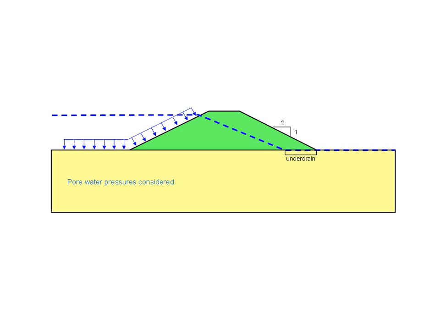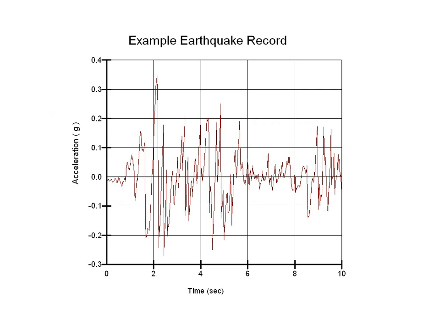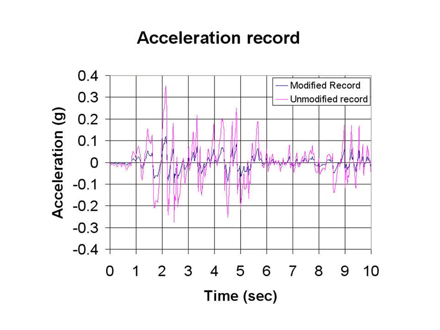The earthquake record, which is included in the example folder of GeoStudio 2007, has a peak acceleration of about 0.35 g. However, the peak acceleration of the earthquake at the site we are modeling is considerably less at 0.12 g, so the record will need to be modified for this analysis.